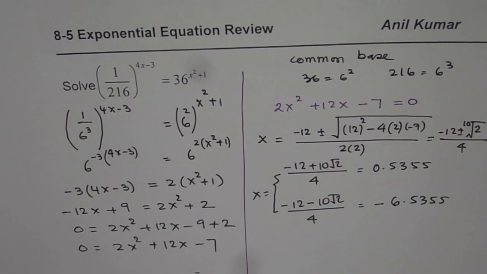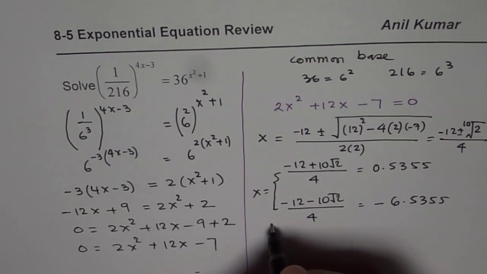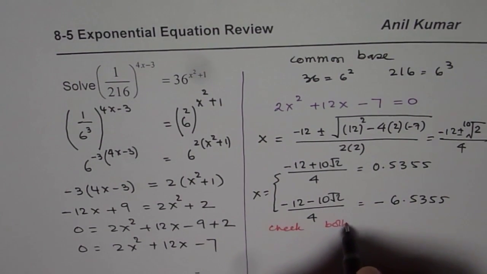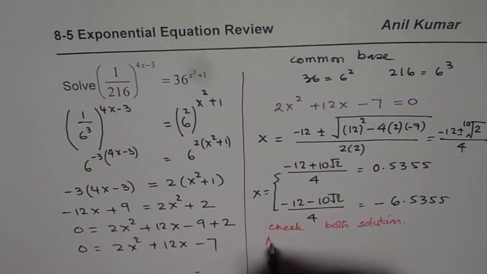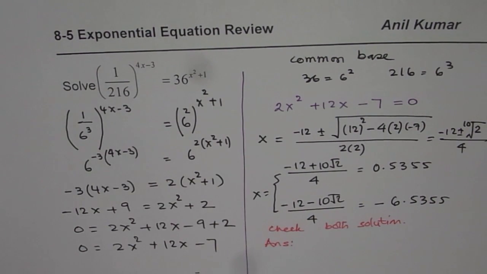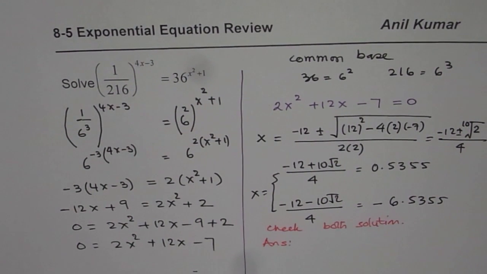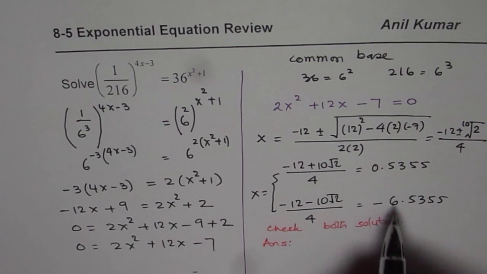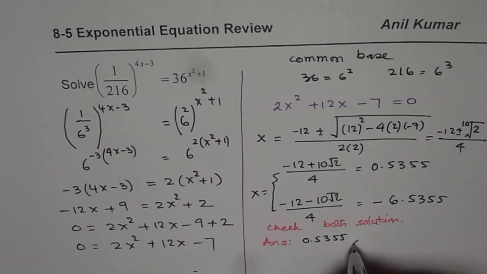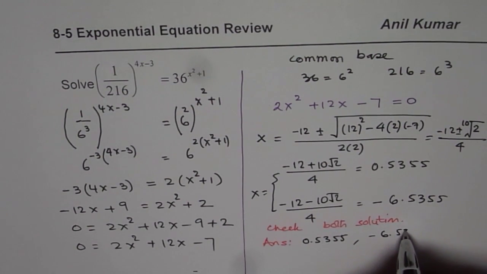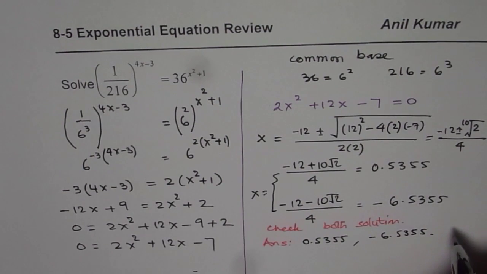Now what you should do is check both solutions. That is your job now. And then write down your final answer. After checking, both are correct or one of them is correct or whatever, because there are chances that sometimes one may not be correct, right? But anyway, I'm taking both as correct. So my answers are 0.5355 and minus 6.5355, right? But you check the answer.